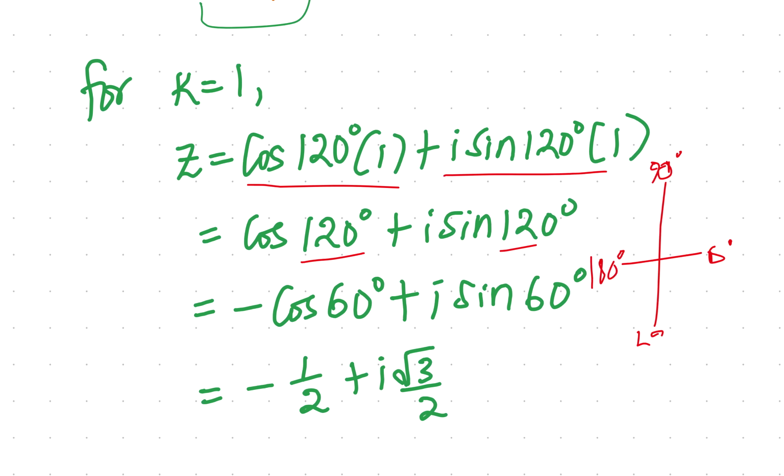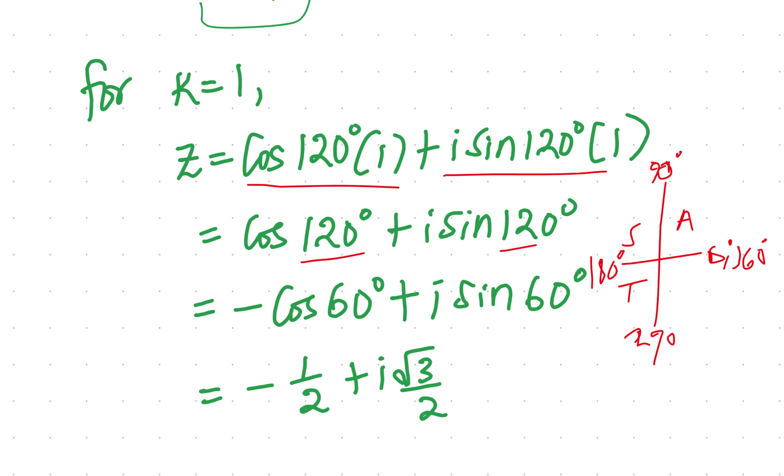So you see in the first quadrant, all the trig ratios are positive. Sine, cosine, tangent are positive. In the second quadrant between 90 and 180, only sine is positive. In the third quadrant, only tangent is positive, between 180 and 270. And in the fourth quadrant, between 270 and 360 degrees, only cosine is positive.